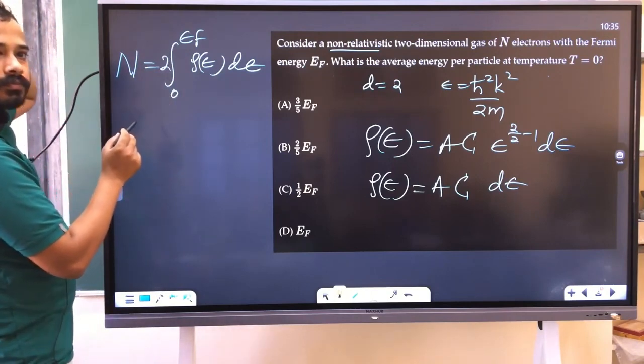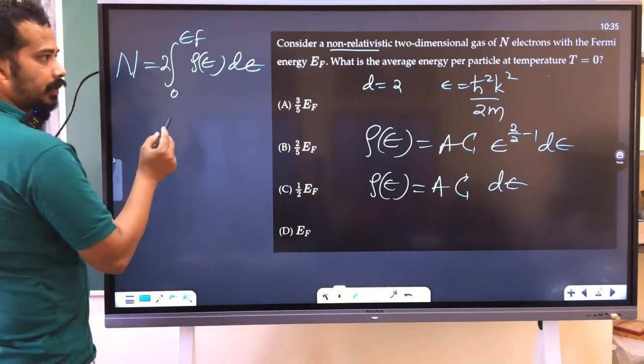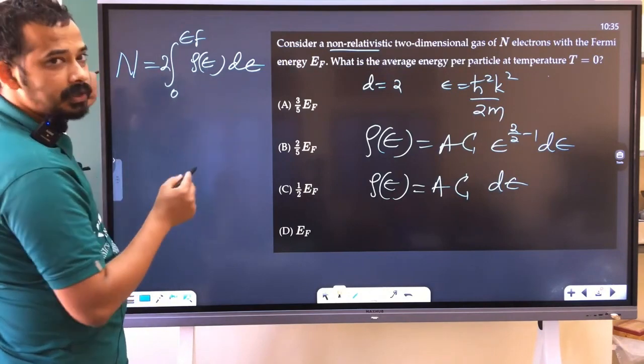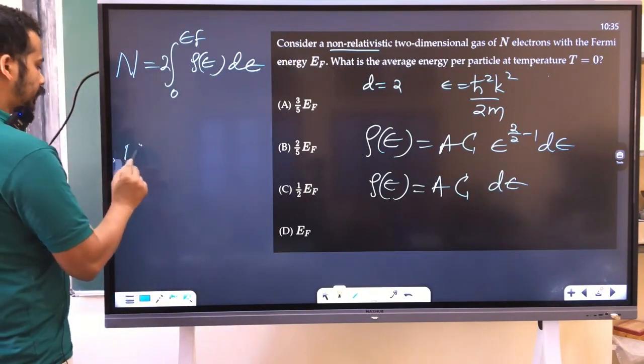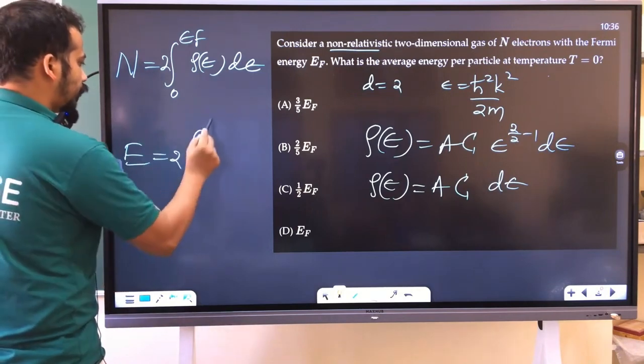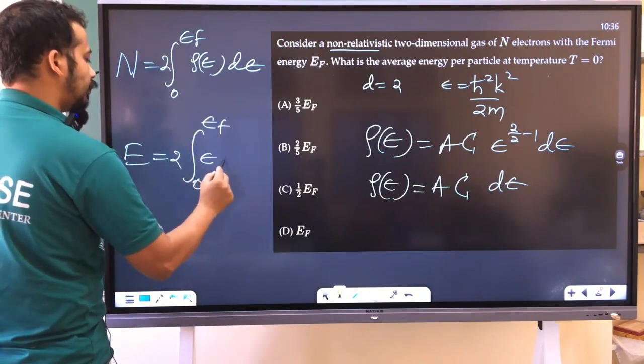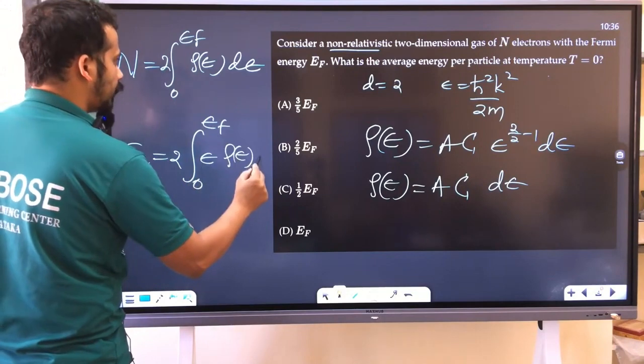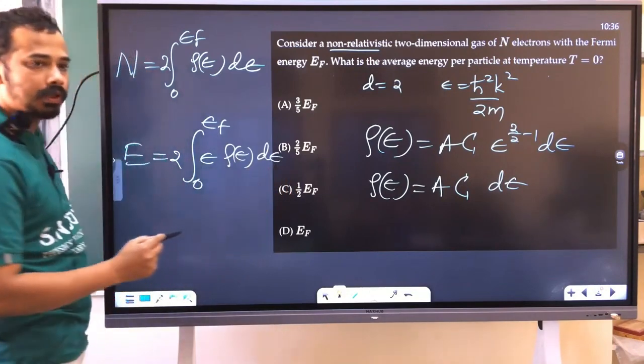What do you think? No, wait. I mean, average energy per particle, he's asking. So this is average energy. That's equal to 2 times integral 0 to EF of E into rho of E dE. F of E is there, but it's equal to 1. Is that okay?